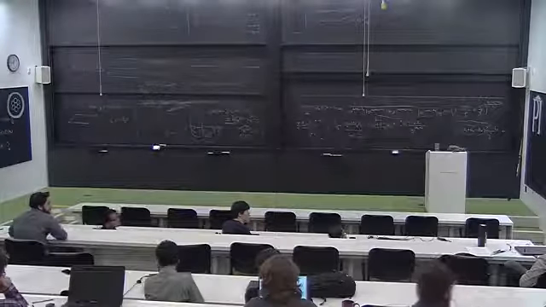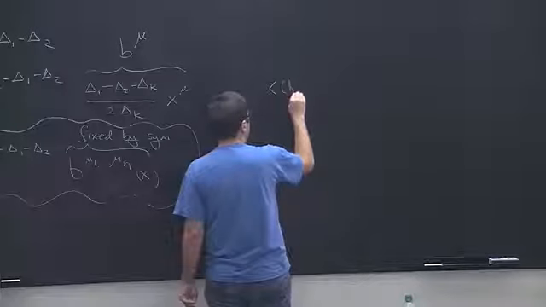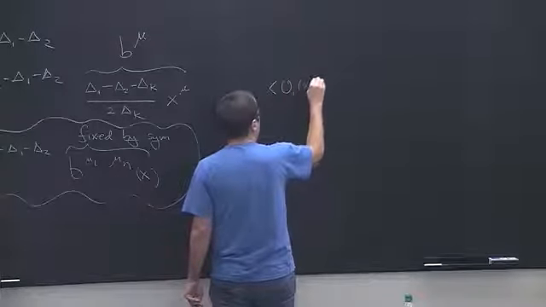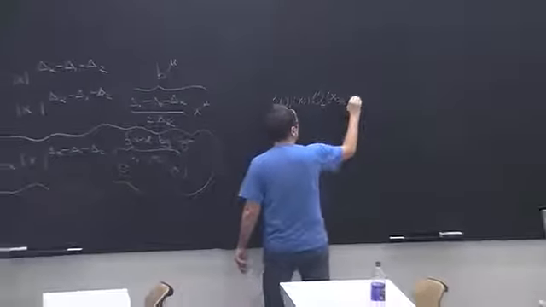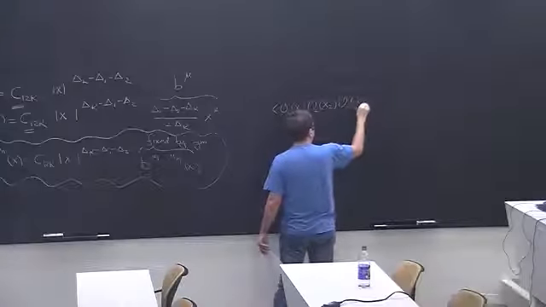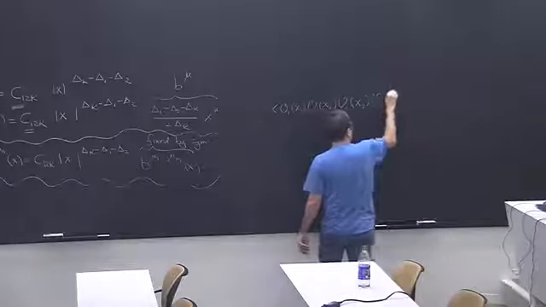So let's go on, and now let's say that I have a correlation function O1 of x1, O2 of x2, O3 of x3, O4 of x4.